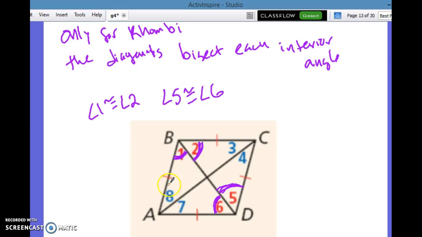That's why I kind of color-coded them for you. Angle 8, again, this is being split in half. These two are going to be the same. Angle 8 is going to be the same thing as angle 7.